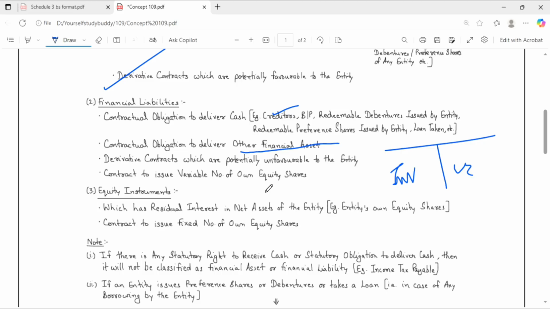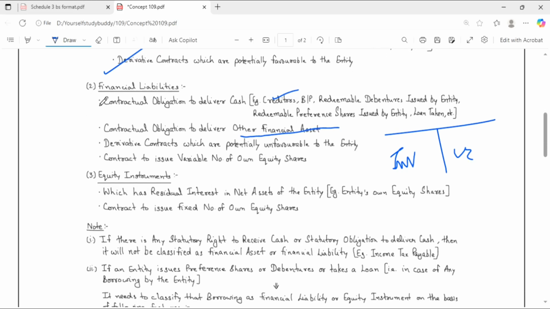Now suppose again I have taken some goods from my vendor for rupees 2 lakh, and I told him that I will give my equity shares of value 2 lakh in future. So here I also don't know how many equity shares I might have to issue in future. So in that case we will consider it as a financial liability if there is a variable number of equity shares, because at this point I also don't know how many equity shares I need to issue in future. Okay, so that will also be classified as a financial liability.